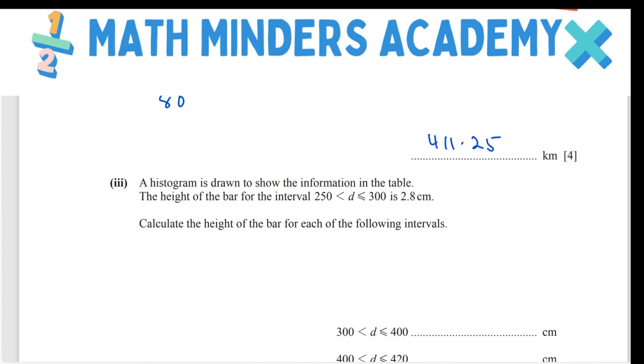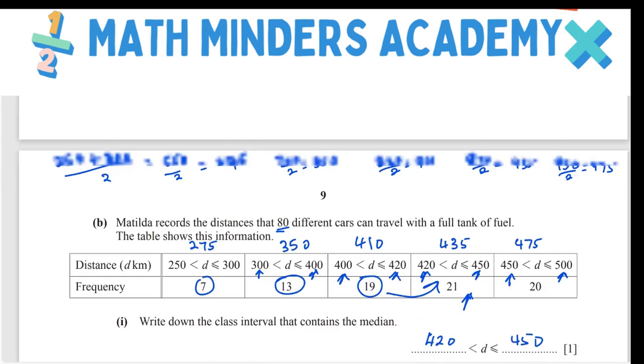Question 4B, III. We are told here that a histogram is drawn to show the information in the table. The height of the bar for the interval 250 less than D less than or equal to 300 is 2.8. Calculate the height of the bar for each of the following intervals. Now, if we go back to the table, this bar 250 to 300 has 7 as its frequency.